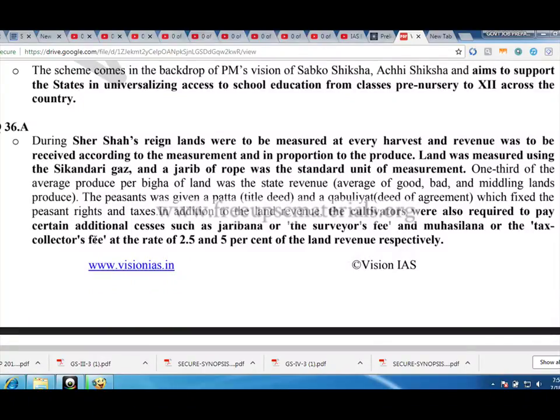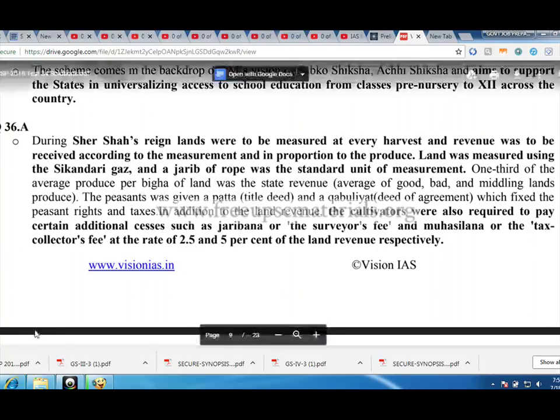Q36. During Sher Shah's time, lands were to be measured at every harvest, and revenue was to be received according to the measurement and in proportion to the produce. Land was measured using the Sikandari Gaz, and a jarib of rope was the standard unit of measurement. One-third of the average produce per bigha of land was the state revenue; the average of good, bad, and middling lands' produce. The peasants were given a patta (title deed) and a qabuliyat (deed of agreement), which fixed the peasant rights and taxes.